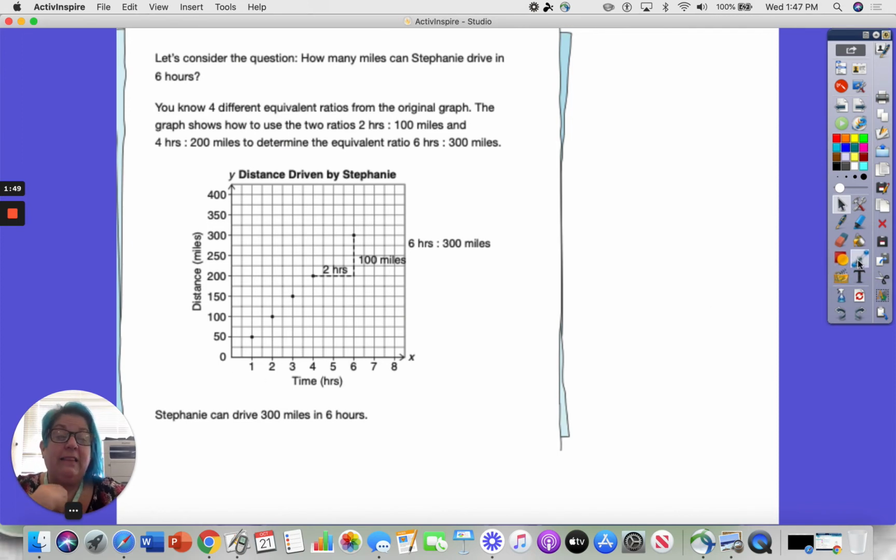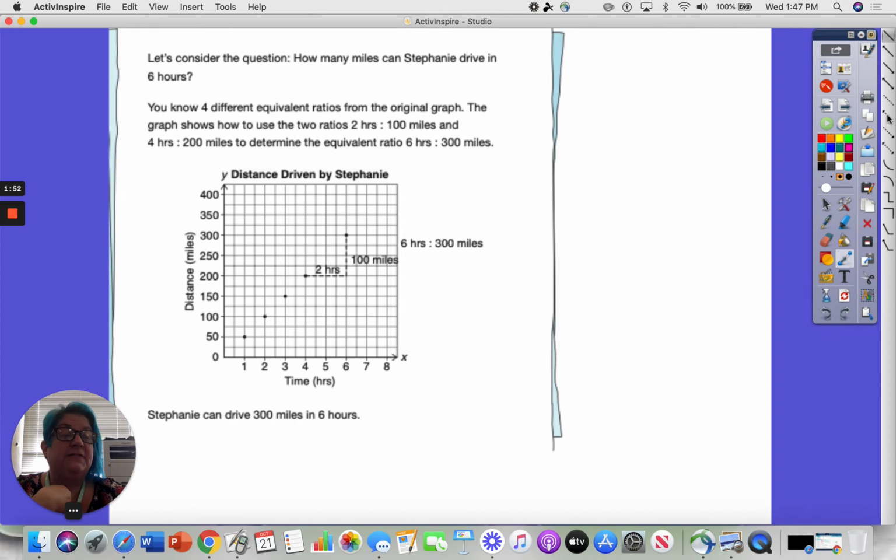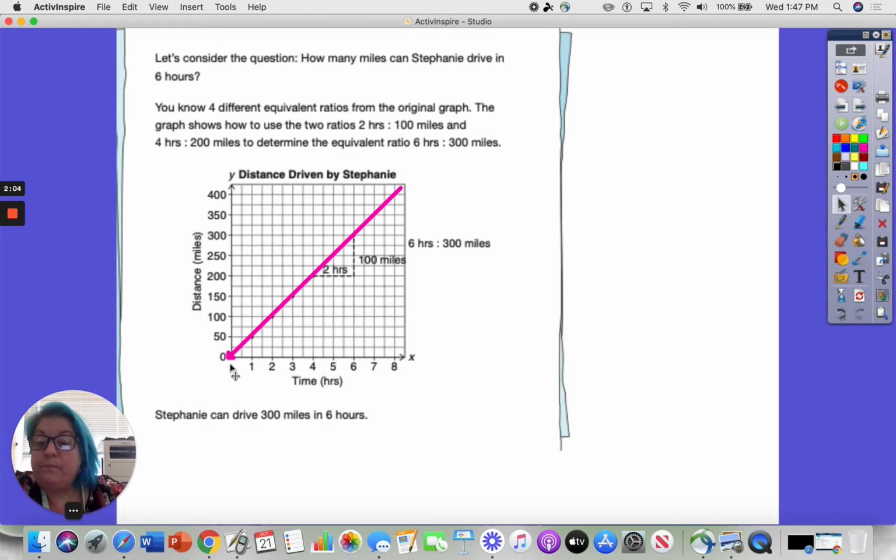Now, the thing that I like best about graphs is the fact that you can actually draw a line on your graph and you can extrapolate, which means predict in math, what it's going to be. When I draw the line, you will see I can come up to where 6 is, where it touches the line, and over, and it's 300 miles. So Stephanie can drive 300 miles in 6 hours. Graphs are great for this. So you can always draw a line on a graph and it gives you a prediction of what's happening in the future.